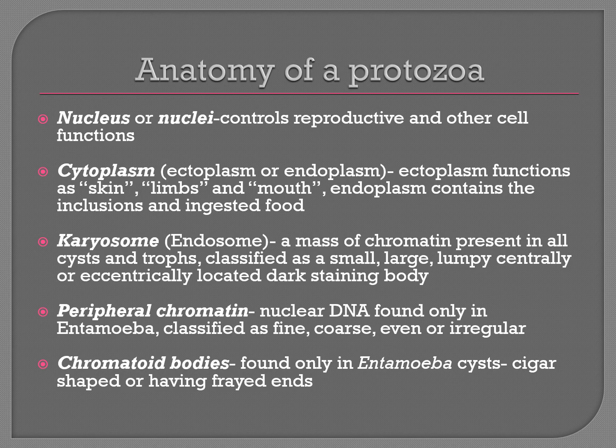Then we have peripheral chromatin, which is basically nuclear DNA found only in the Entamoeba genus. So anytime you see peripheral chromatin in the nucleus, we know it has to be an Entamoeba. This peripheral chromatin is classified as either fine, coarse, even, or irregular. I'm going to show you some pictures of this coming up. Then we have chromatoid bodies. Chromatoid bodies are found only in Entamoeba cysts. They are cigar-shaped or have frayed ends. And chromatoid bodies are basically RNA containing bodies.